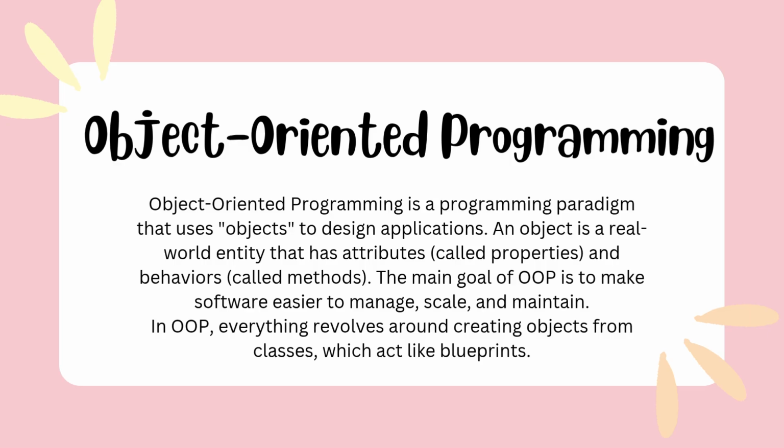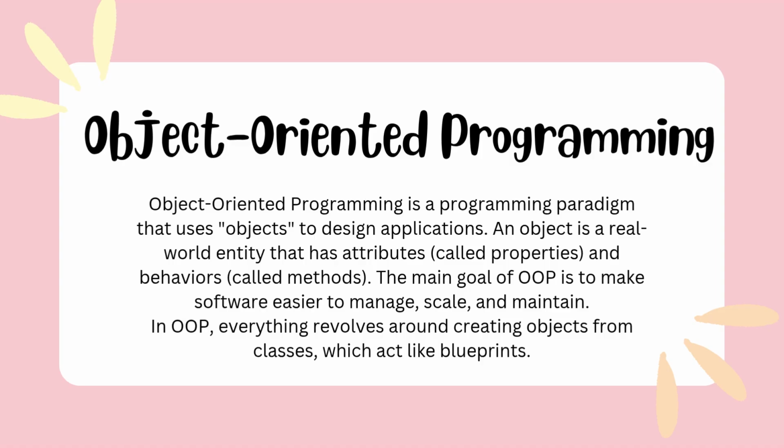Object-oriented programming is a programming paradigm that uses objects to design applications. An object is a real-world entity that has attributes called properties and behaviors called methods. The main goal of object-oriented programming is to make software easier to manage, scale, and maintain. In object-oriented programming, everything revolves around creating objects from classes, which act like blueprints.